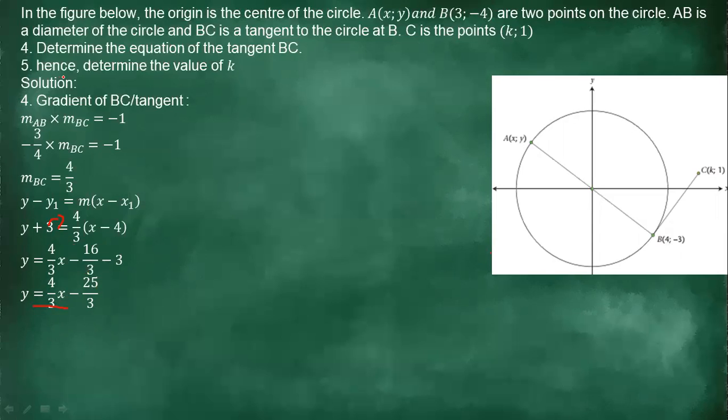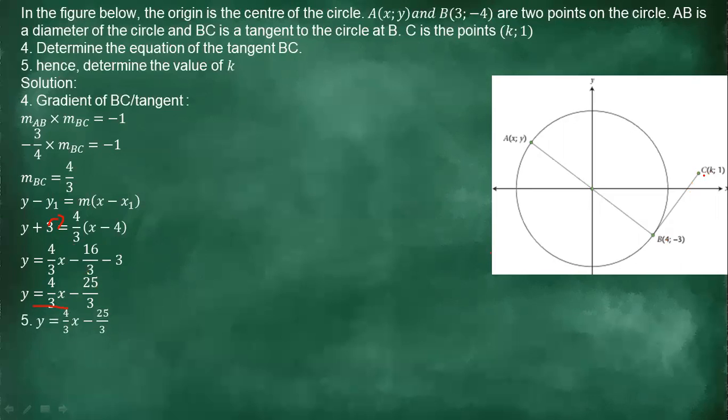The last question says, hence determine the value of k. Now, if you look, where is k? K is the x-coordinate of point C, and C is on the line of the tangent. Then we can determine the value of k. Let's see how we determine that.